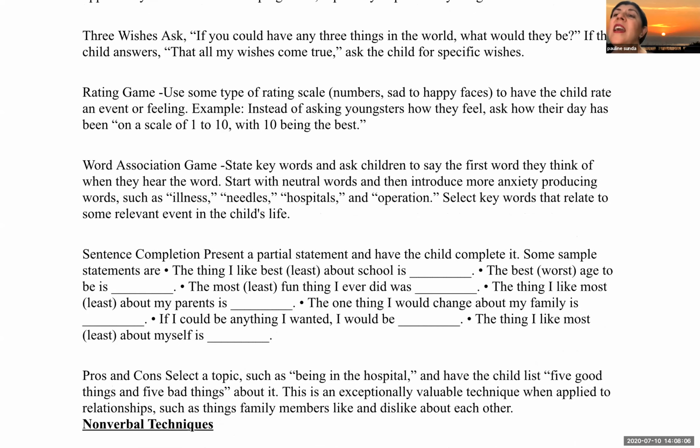3 wishes. Here you can ask, if you could have any 3 wishes in the world, what would they be? If they say they already have everything, then ask them specifically about the wishes that they had. Rating game. Use some type of rating scale. It could be numbers or happy to sad faces, and have the child rate an event or feeling.